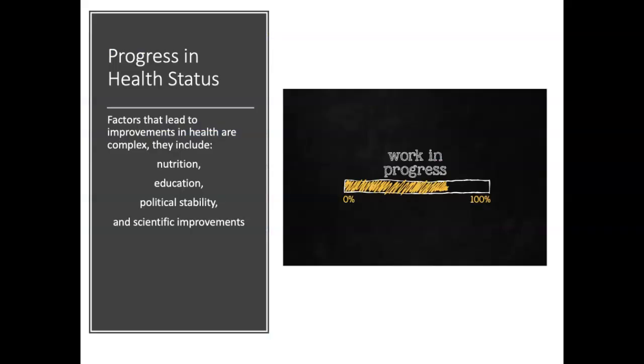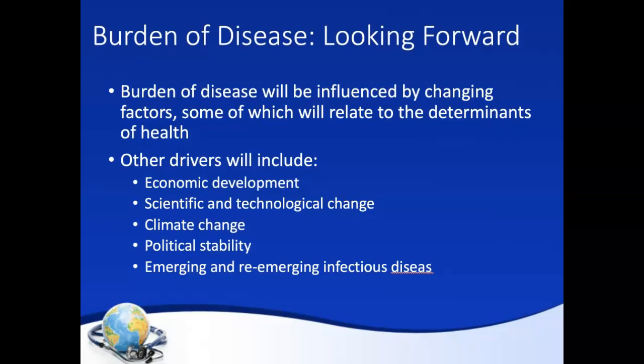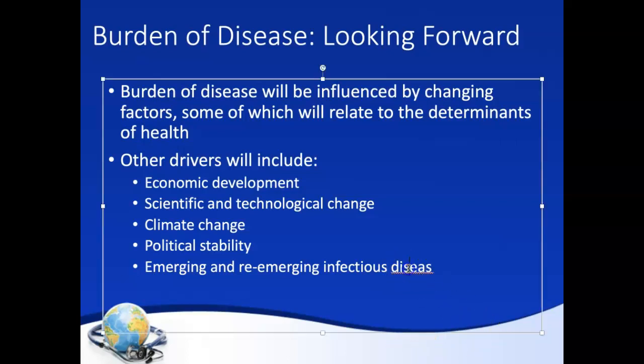So there has been substantial progress in improving health and raising the life expectancy in really all parts of the world. But these are some of the key factors that we need to consider of what has led to improvements in health. So nutrition, education, the political stability of countries, scientific improvements. Other drivers that have been influencing the change have been the economic development of a country, again, the scientific and technological changes, climate change, political stability, and emerging and re-emerging infectious diseases.